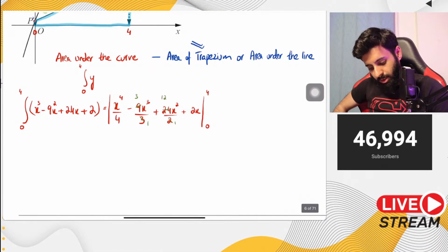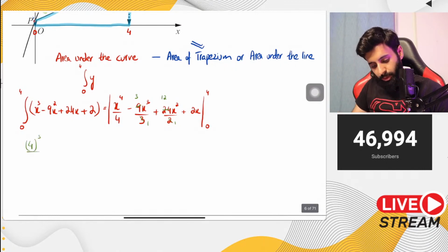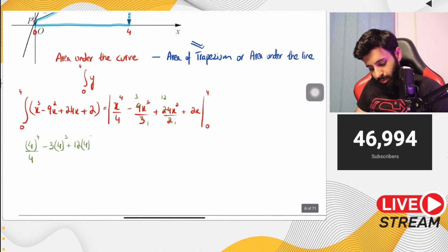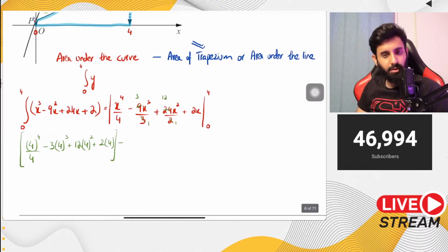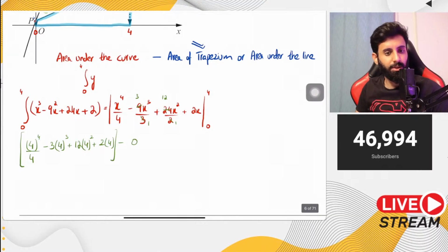So this becomes x power 4 upon 4. If we plug in 4, that means 4 to the power of 4 upon 4, minus 3 into 4 cube, plus 12 into 4 square, plus 2 into 4. And what happens if you plug in 0? You can see everything just becoming 0, so we might as well not plug it in and just leave it like that.